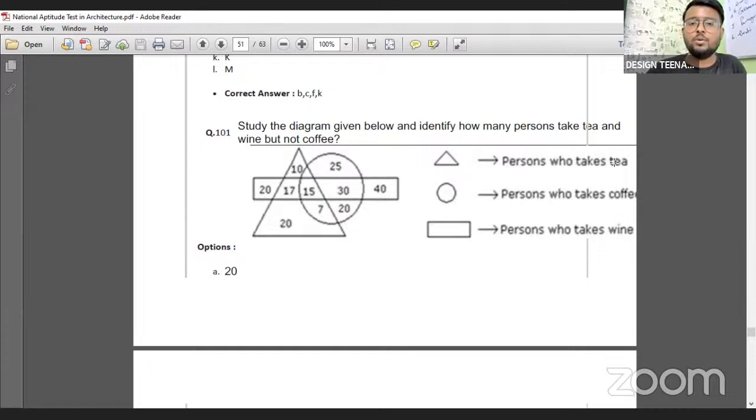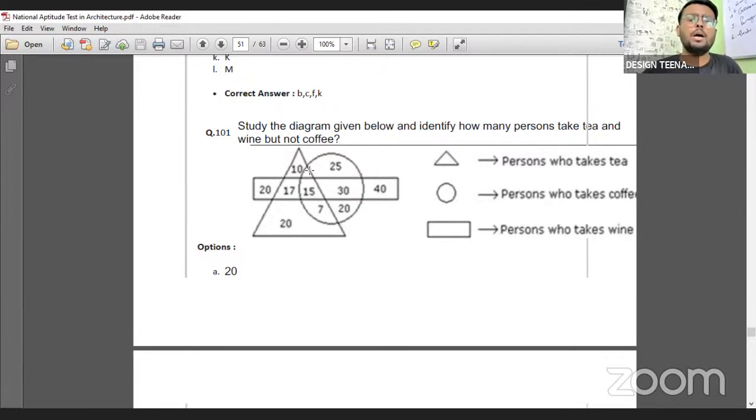Triangle represents persons who take tea. Circle represents takes coffee, and this one represents wine. So people who are within the circle, within the rectangle, and within your triangle, the 15 people, take everything. So they are telling us to identify how many persons take tea and wine, but not coffee.